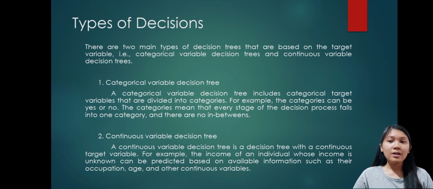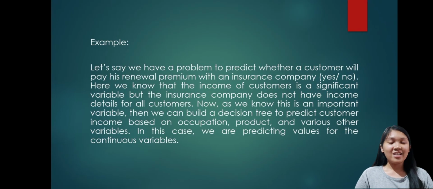For example, the income of an individual whose income is unknown can be predicted based on available information such as their occupation, age, and other continuous variables. Here is an example. Let's say we have a problem to predict whether a customer will pay his renewal premium with an insurance company. Here we know that the income of customers is a significant variable, but the insurance company does not have income details for all customers.